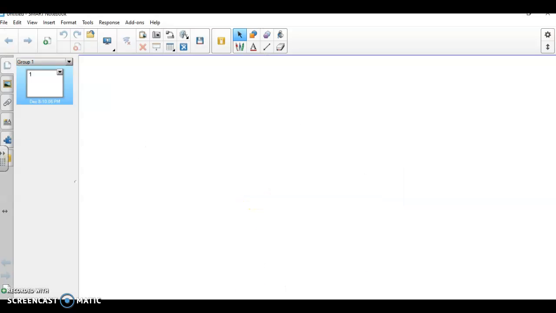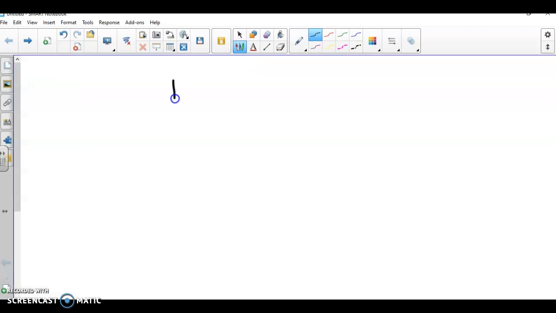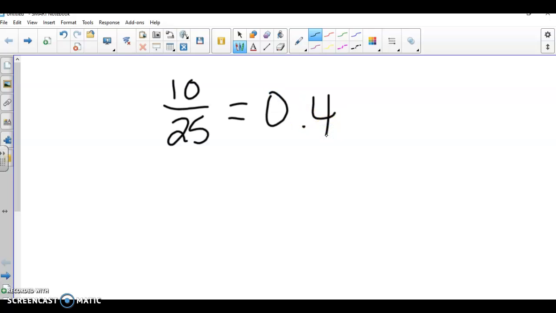So let me go to my whiteboard here. I want 10 out of 25, and I want to know what percent that is. So I'm going to divide 10 divided by 25. Here's my calculator. 10 divided by 25 is 0.4. That's the decimal. That's not my answer. I want to know what percent. So I'm going to multiply times 100, and that will get me 40%.